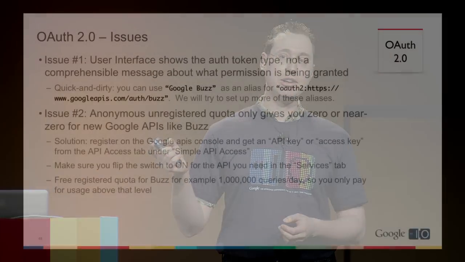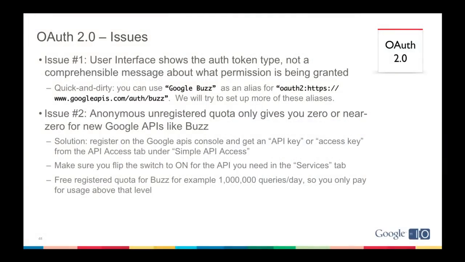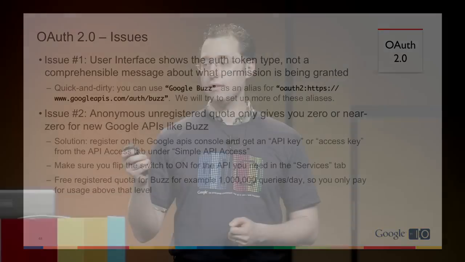Well, I remember earlier I showed you the APIs console. That's why it was so important that I showed you that console, because you can go to the API access tab and get an access key. That gives you a very large registered quota. I think it's about 1 million queries per day. That's definitely something you can work within the bounds of for Buzz. For each API, it's going to be a different story. So you should be able to use it.